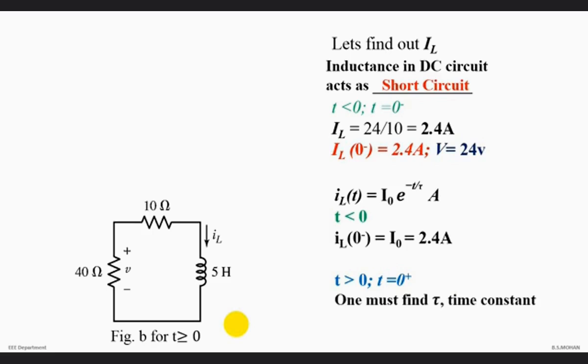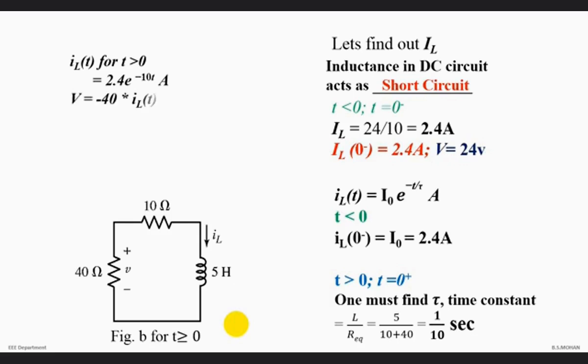So from this circuit one has to find the time constant, that is L by R equivalent. R equivalent across your 5 Henry is 10 and 40 ohm in series, thus it is 5 by 50, that's 1 by 10 seconds. Thus substituting tau as 1 by 10, it comes as e power minus 10t. So the voltage equation is given as minus 40 into IL of t for t greater than 0. Once you substitute the value of IL and substitute t as 0, you get the answer as minus 96 volt.